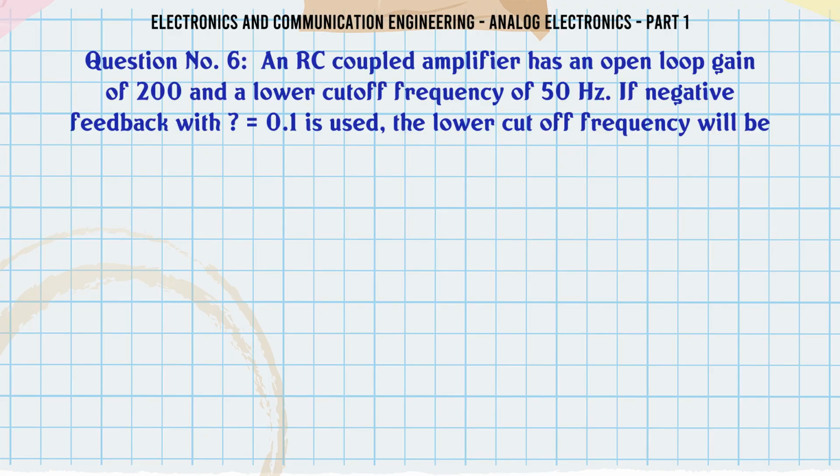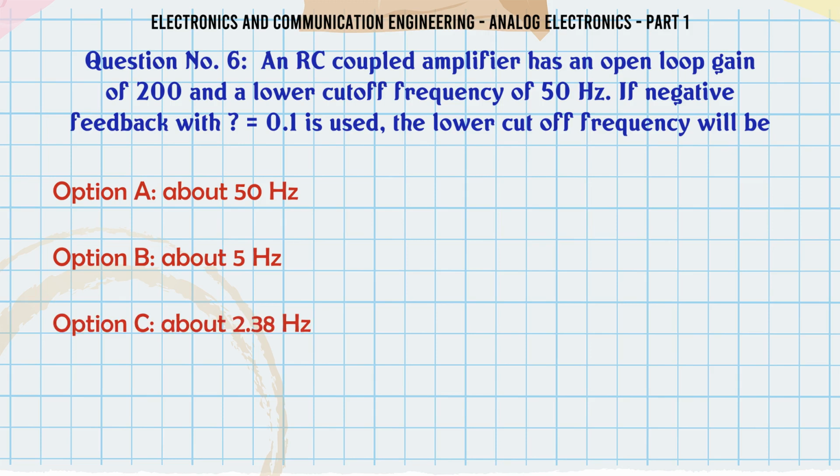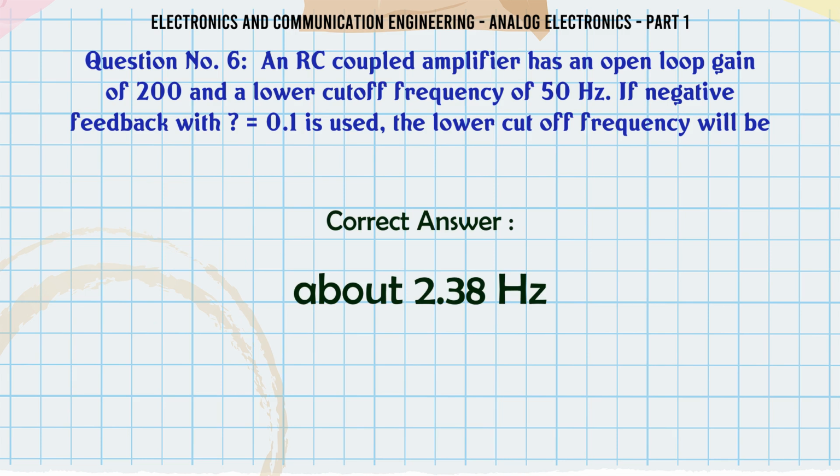An RC-coupled amplifier has an open-loop gain of 200 and a lower cutoff frequency of 50 Hz. If negative feedback with β = 0.1 is used, the lower cutoff frequency will be A. about 50 Hz, B. about 5 Hz, C. about 2.38 Hz, D. about 70.5 Hz. The correct answer is about 2.38 Hz.